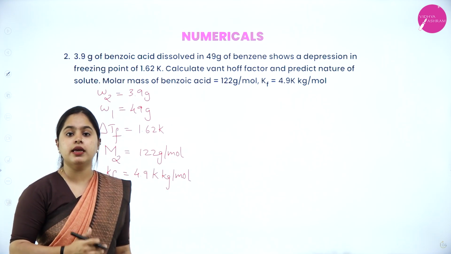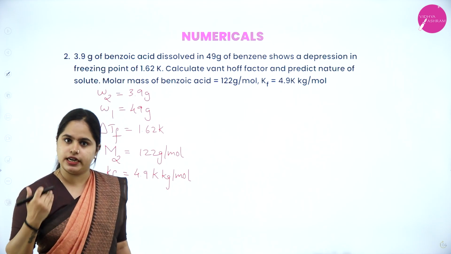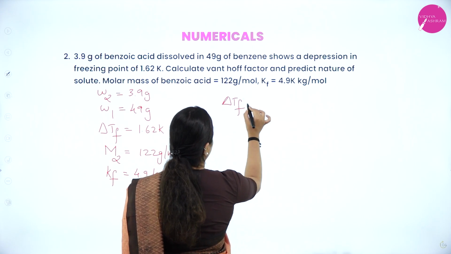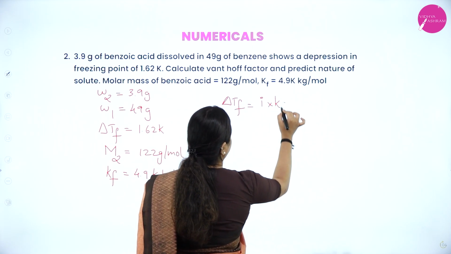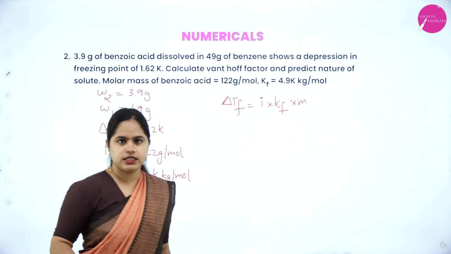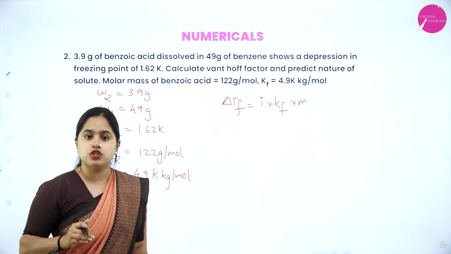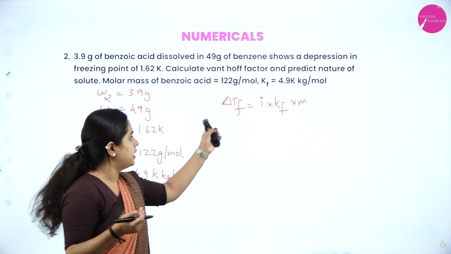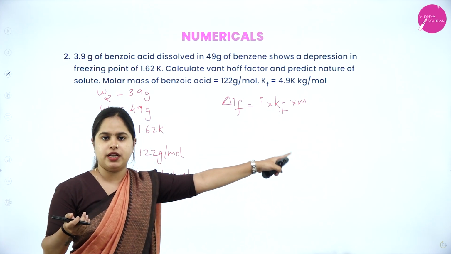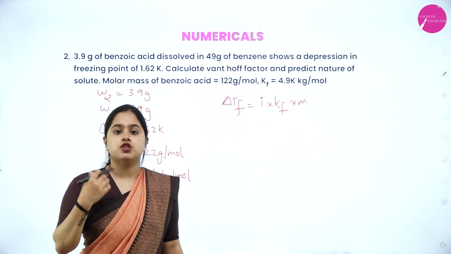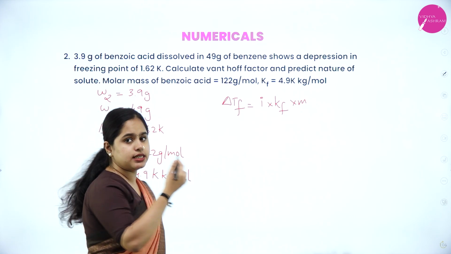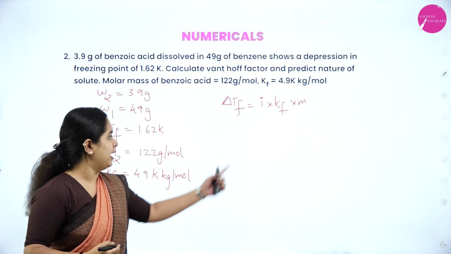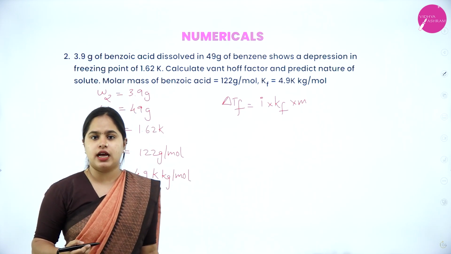Now what do you have to calculate? You have to calculate i, that is the Van't Hoff factor. So what is the equation that we know? Delta Tf is equal to i into Kf into m, right? When we add the abnormal mass also to the equation, the equation for depression in freezing point is written as delta Tf is equal to i into Kf into m. This i is also included. So what do we have to calculate here? It is i. Delta Tf we know, Kf value also we know.